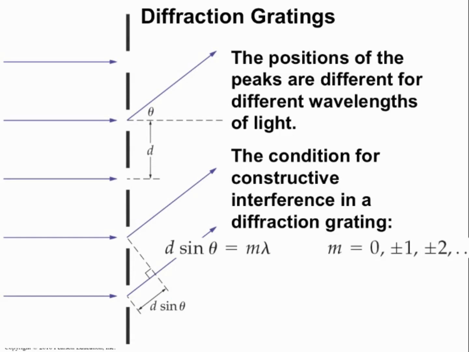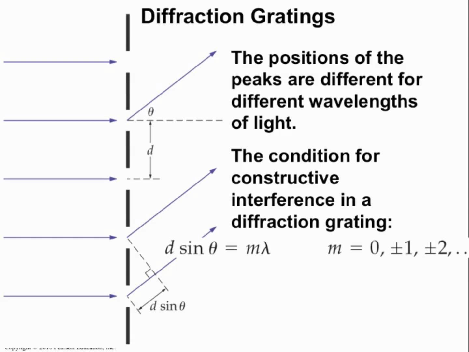The positions of the peaks are different for different wavelengths of light. And that makes sense because, as we're going to see in the lab, the shorter wavelengths, that is the higher frequency, shorter wavelength light, don't spread out as much as the longer wavelength or lower frequency light.